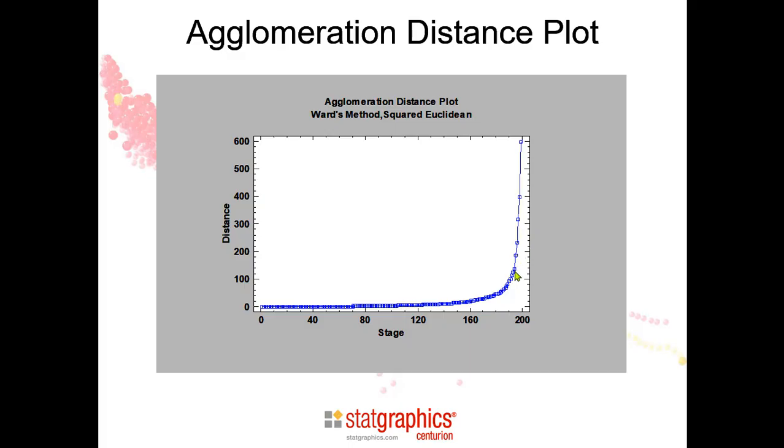The typical conclusion from looking at this particular plot is that the proper number of clusters would be 6.